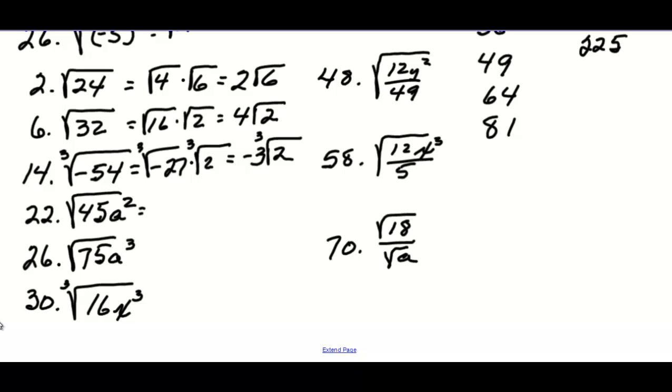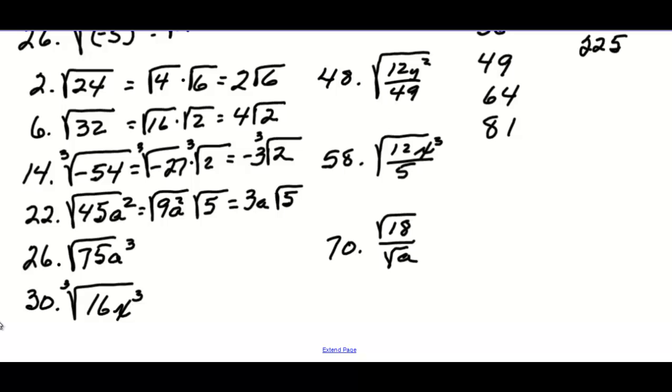Now let's take a look at number 22. Here what we want to do is break out what is a perfect square that goes into 45, and I mentioned that earlier. That happens to be 9. And a squared is already a perfect square, so there's that part. And all we have left is a square root of 5. The square root of a squared is a. The square root of 9 is 3. So we have 3a times the square root of 5.